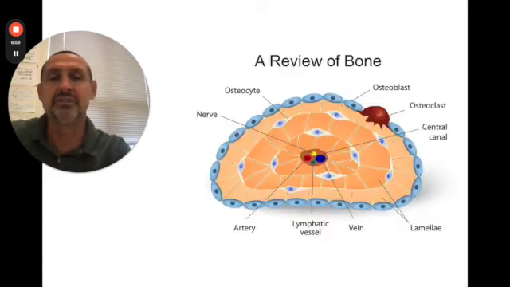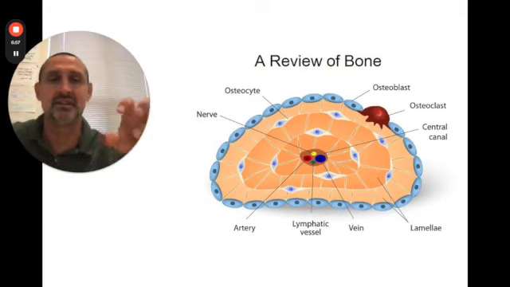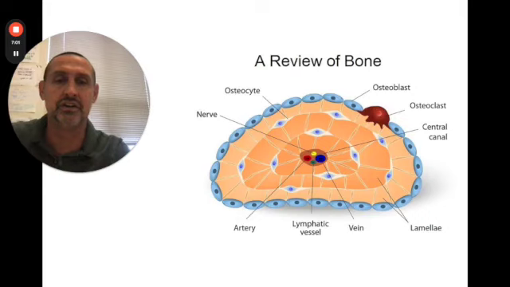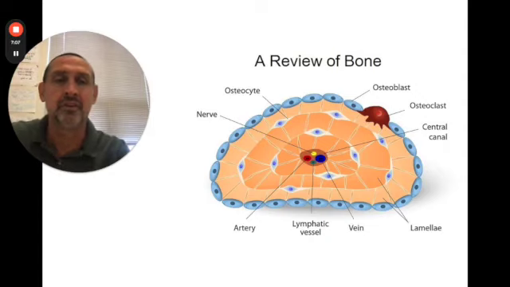So here's a diagram of an osteon. You can see the osteocyte, mature bone cell, embedded in the lacuna. You can see the nerves and lymphatic vessels and arteries in the central canal. You can see the rings, that's the lamella. You can see the osteoclast, the chomping cell, and the osteoblast, the building cell.